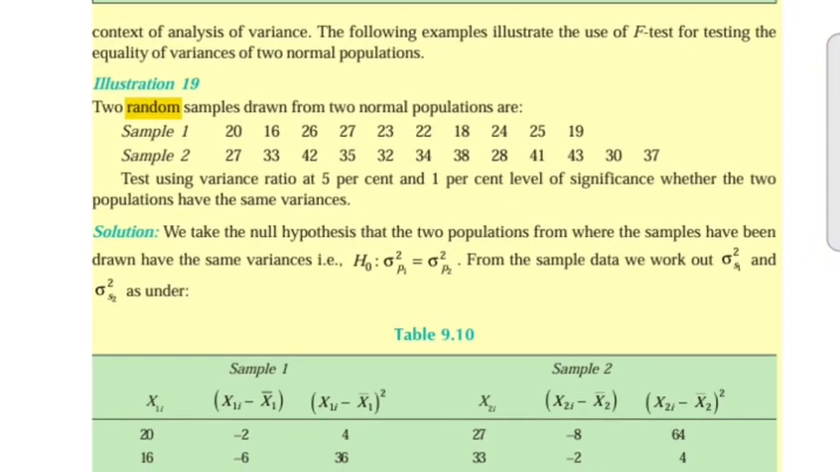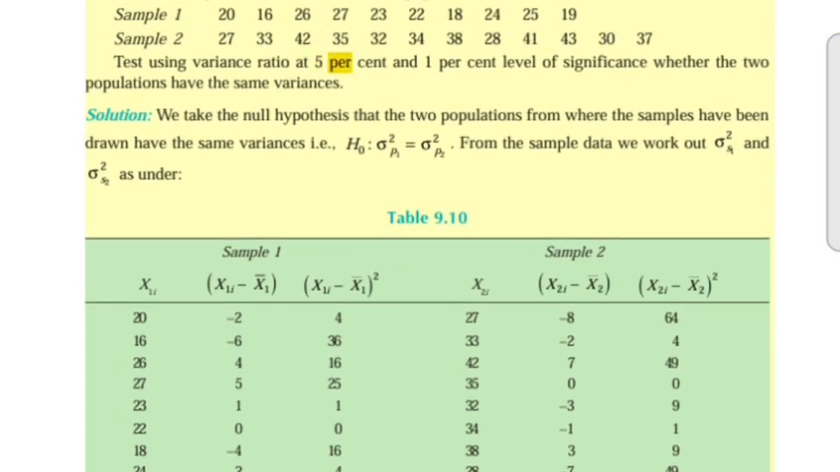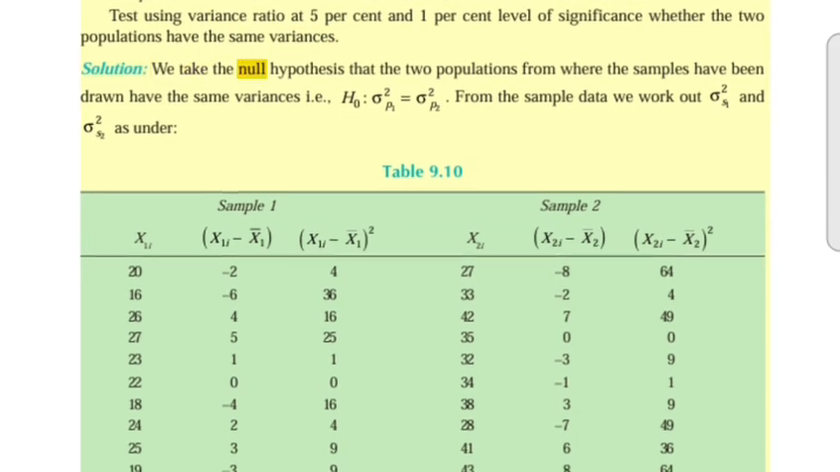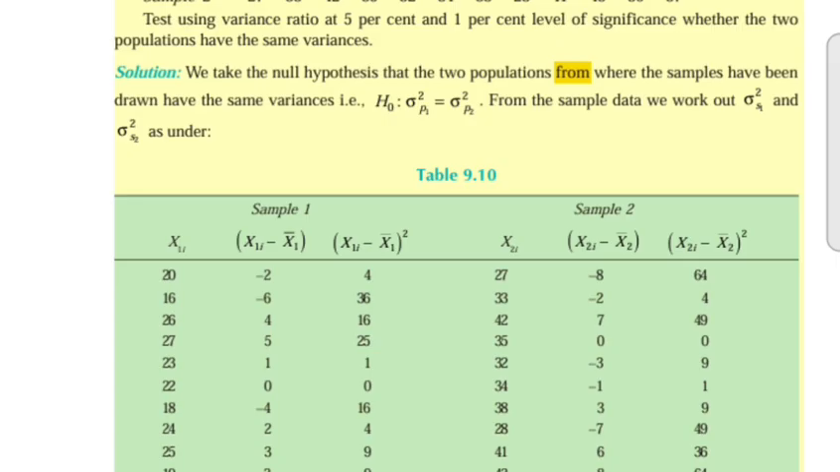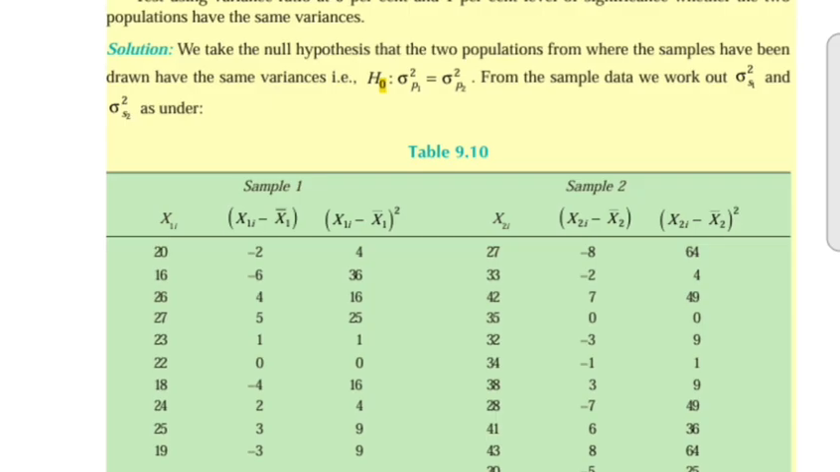Illustration 19. Two random samples drawn from two normal populations are: sample 1: 20, 16, 26, 27, 23, 22, 18, 24, 25, 19; sample 2: 27, 33, 42, 35, 32, 34, 38, 28, 41, 43, 30, 37. Test using variance ratio at 5% and 1% level of significance whether the two populations have the same variances. Solution. We take the null hypothesis that the two populations from where the samples have been drawn have the same variances, i.e., H0: sigma1 squared equals sigma2 squared.